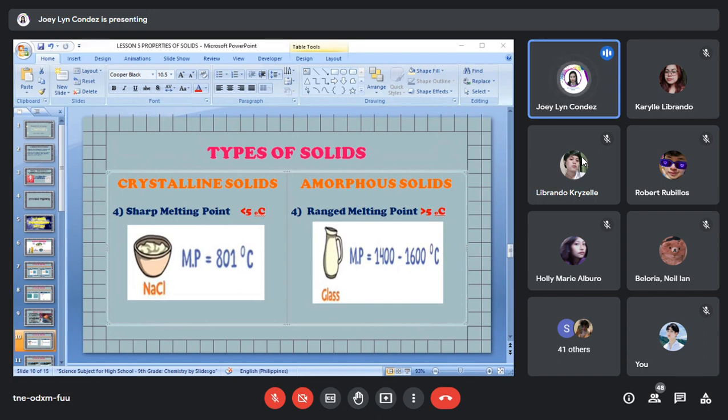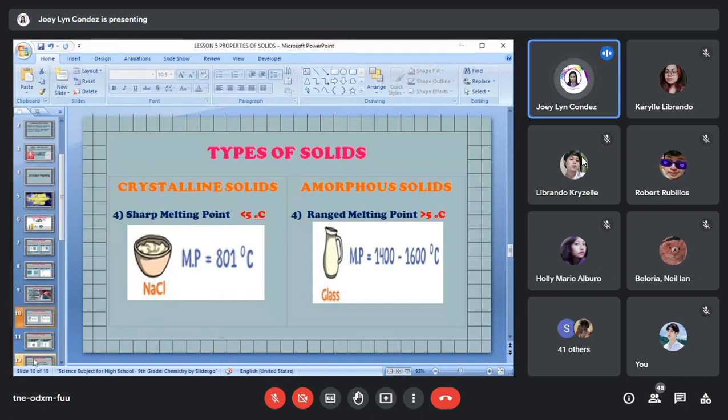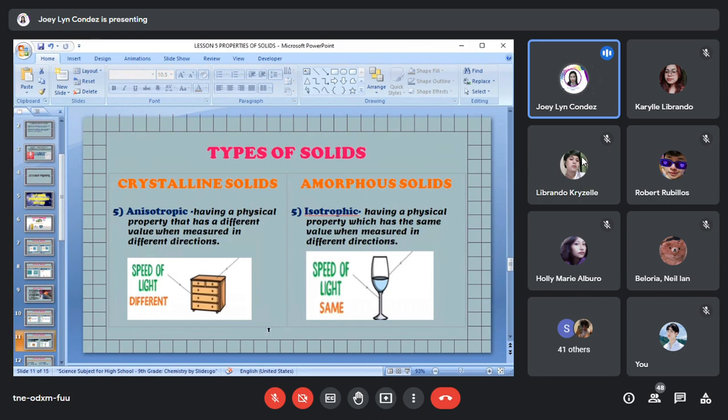Okay, see the difference when it comes to their melting point. Crystalline solids have a sharp melting point. Amorphous solids have a range melting point. Okay, next, let's have the next slide. So crystalline solids are also anisotropic, while amorphous solids are isotropic.